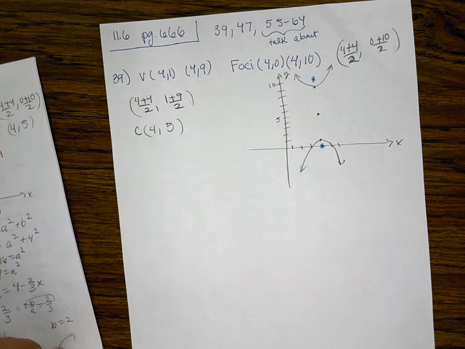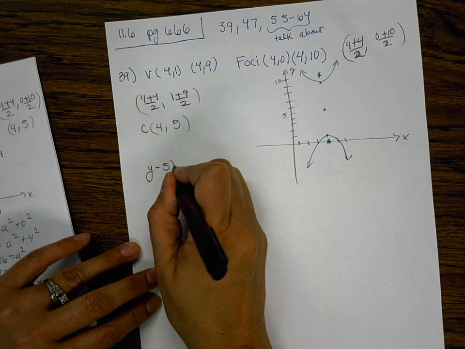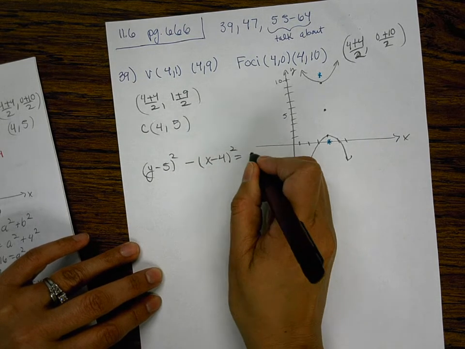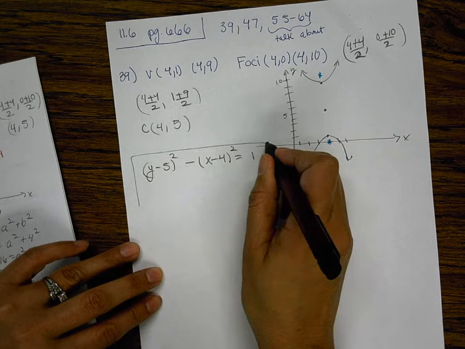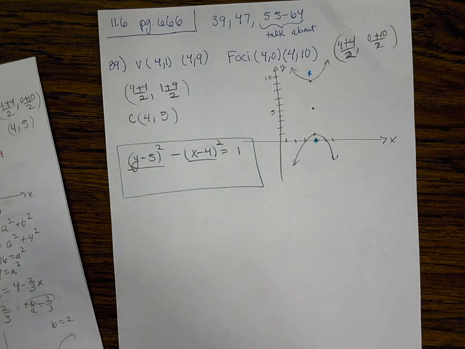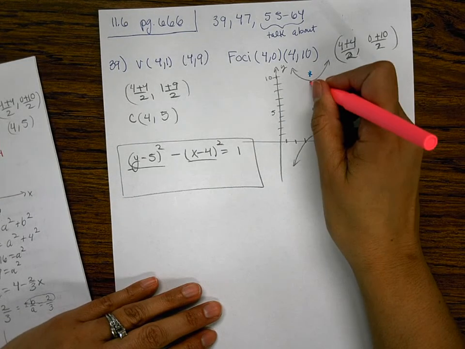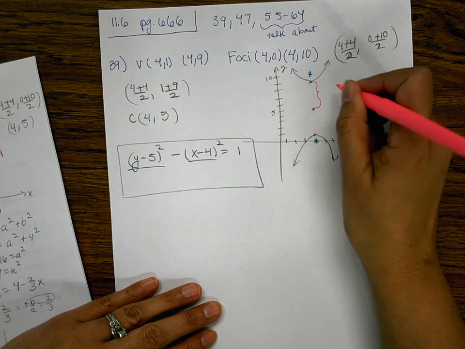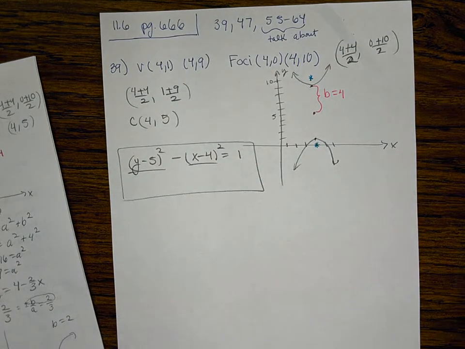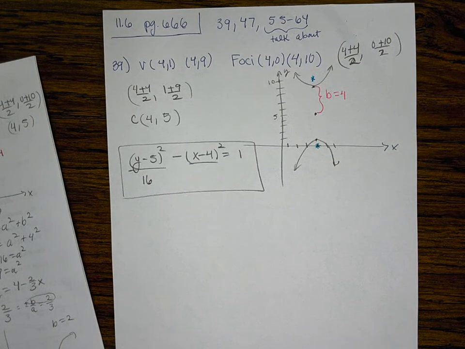All right. And since it's opening up, y is coming first. Y minus 5 quantity squared minus x minus 4 quantity squared equals 1. Don't forget that 1. Okay, and I do know either a or b. Since it's going up and down, that is the y value. So from here to here is my b value, and that b value is 4 if you count the distance there. So b squared is 16, so the 16 goes underneath the y because that's the up and down.